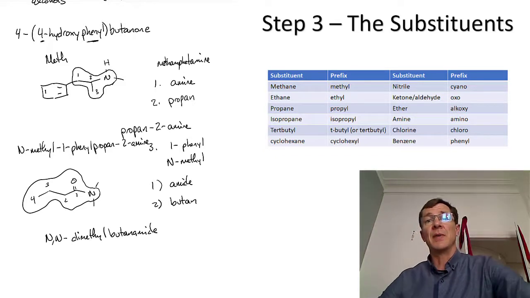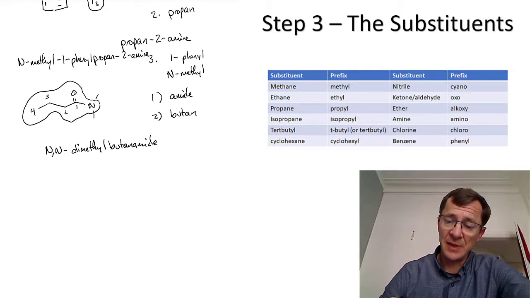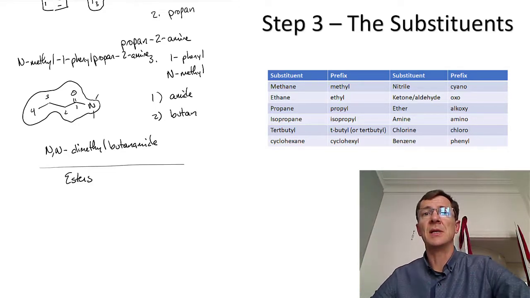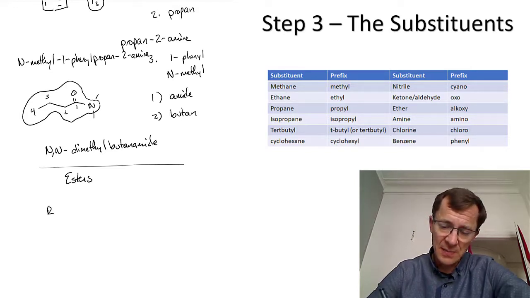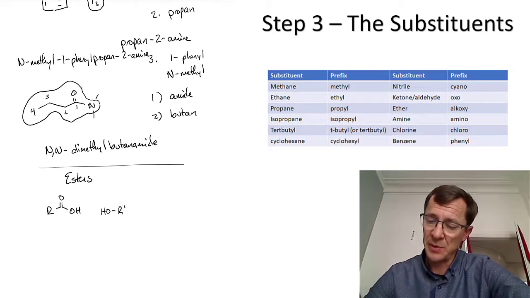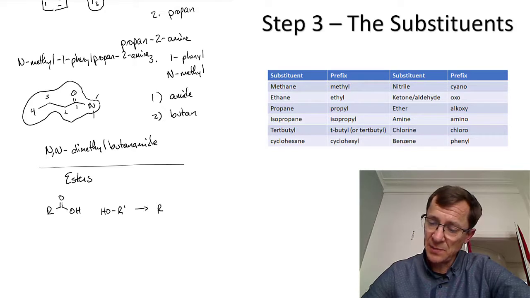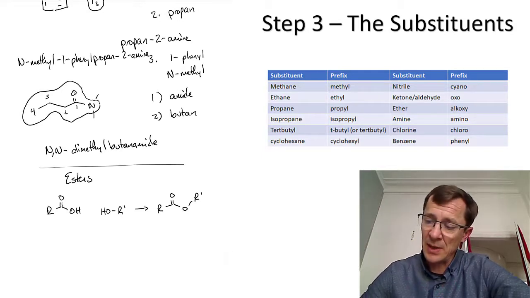Sadly, esters are more difficult than that. With esters, we have to do a little bit of history. The way esters were originally synthesized in the lab was a condensation reaction of an acid and an alcohol, where R prime is just a different R group, giving you an ester. And if you balance out your atoms correctly, you realize that the other product is water.